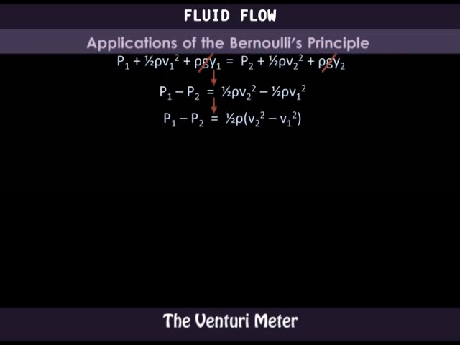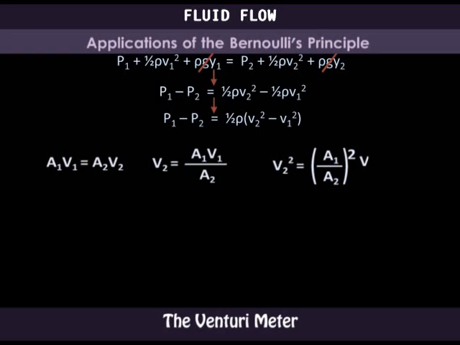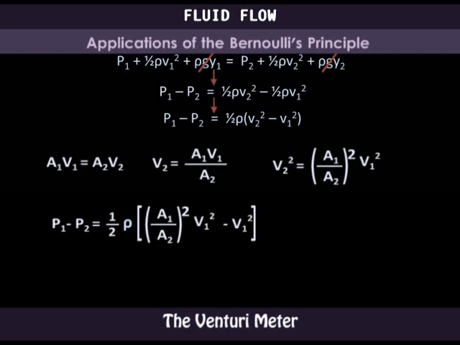Applying the equation of continuity, A1 V1 is equal to A2 V2. Therefore, V2 will be equal to A1 V1 over A2. V2 squared is equal to (A1 over A2) squared times V1 squared. And therefore, P1 minus P2 is equal to a half rho times (A1 over A2) squared times V1 squared minus V1 squared. And that gives us a half rho V1 squared times ((A1 over A2) squared minus 1). From this, V1 and hence A1 V1 can be calculated.